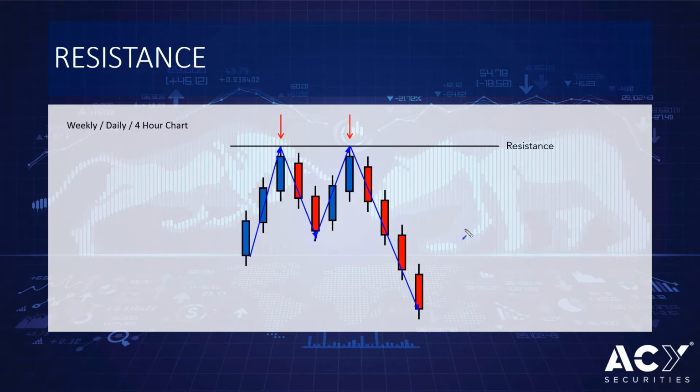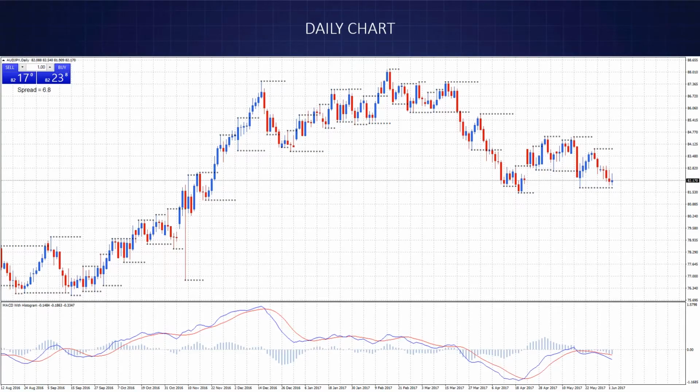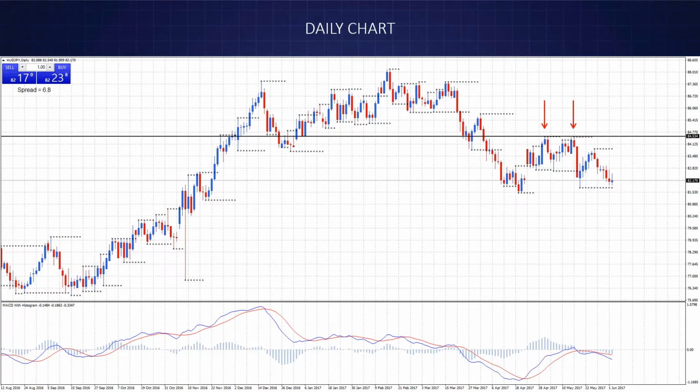Okay, let's go and have a look at a daily chart example. Alright, so here's a daily chart, and I've drawn in a horizontal line, and the red arrow is just referencing which high point I'm using as resistance. We can see that a little bit later on in time, price does decline and then comes back up to the same level. It holds as resistance and price moves down.